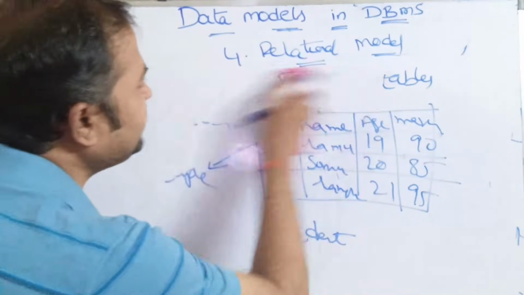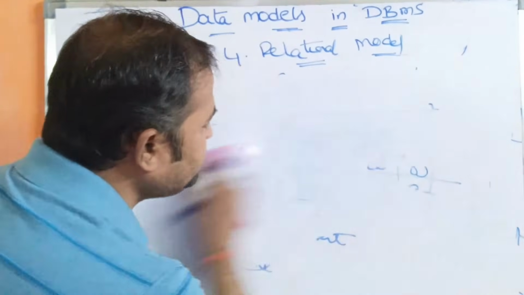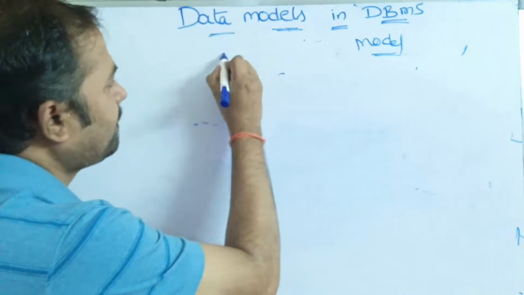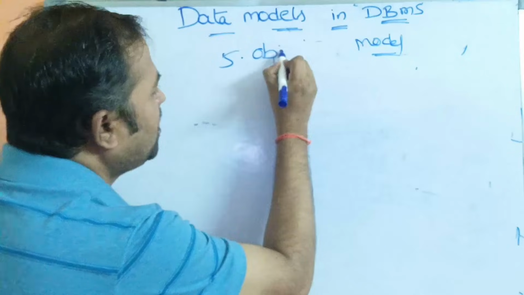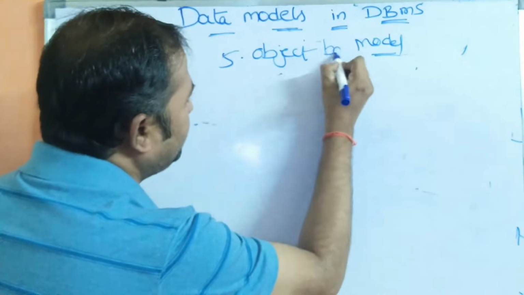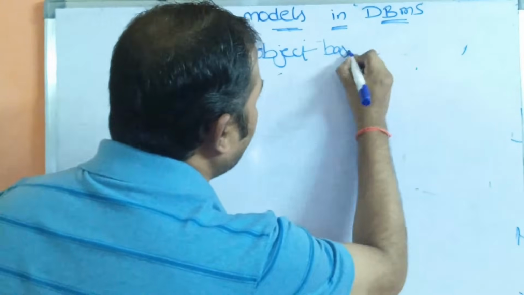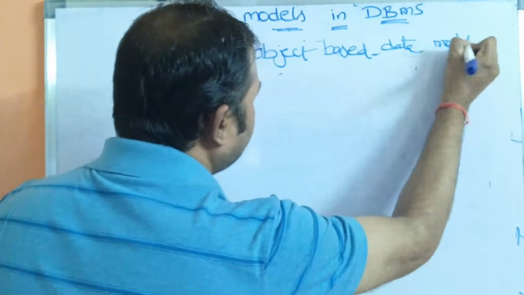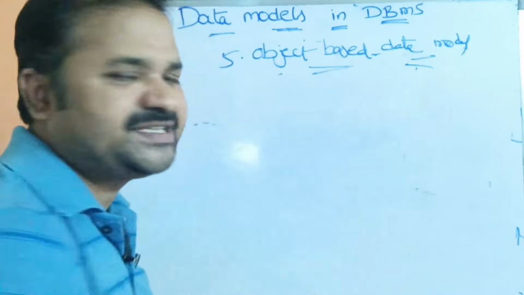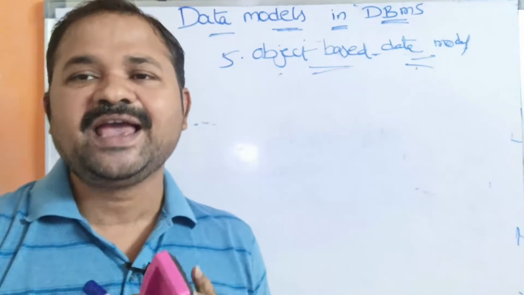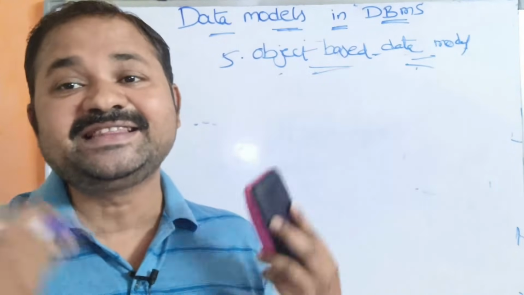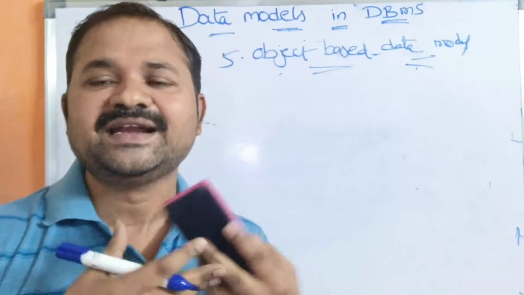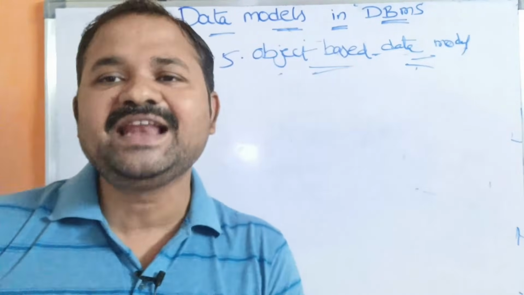Now let us see the next model. The next model is object-based model, or we can call this the object-oriented data model. Here object, we know what is an object. Object means any real world entity, anything that has physical existence. Here the object contains data, methods and relations.